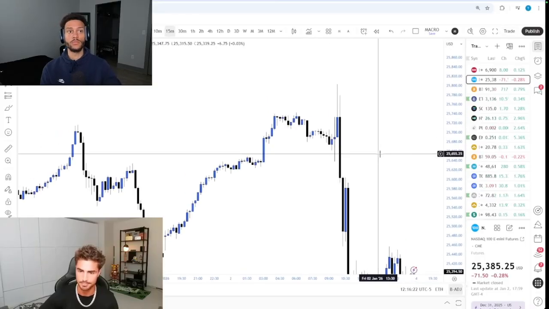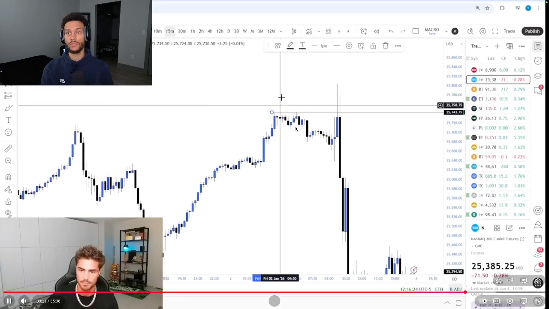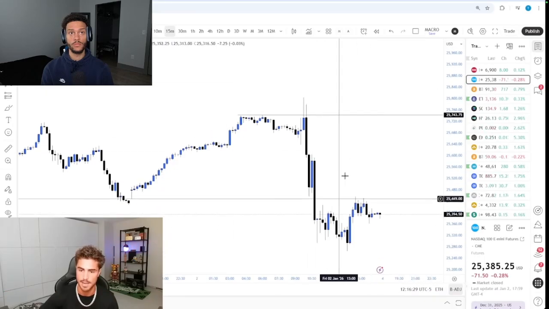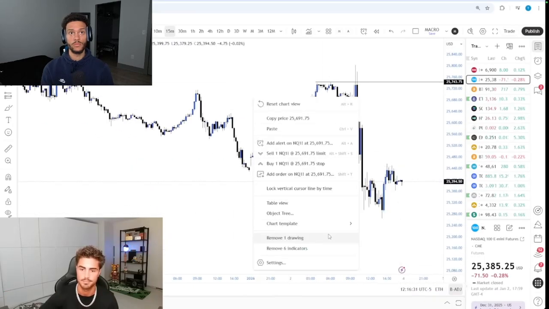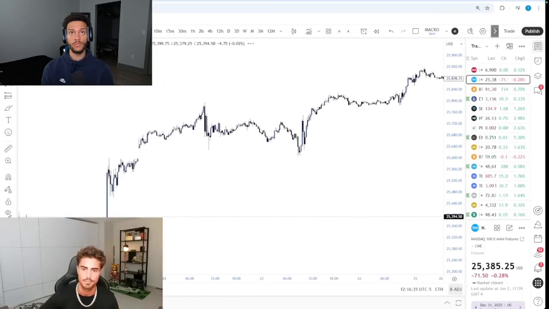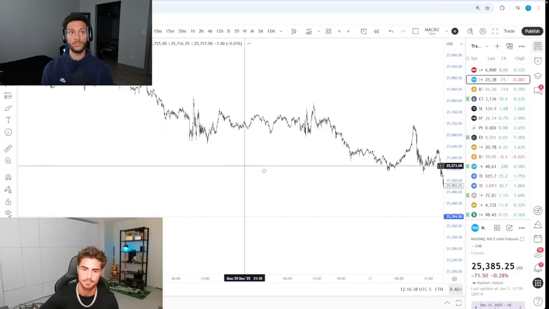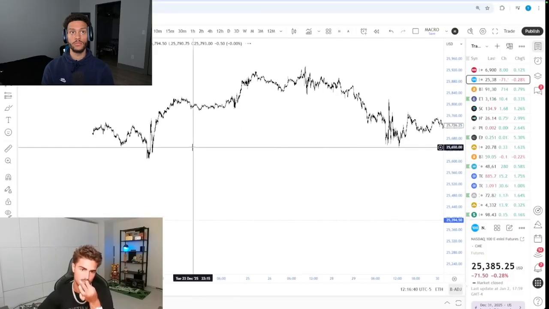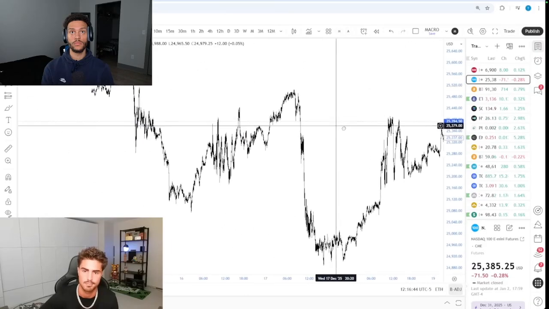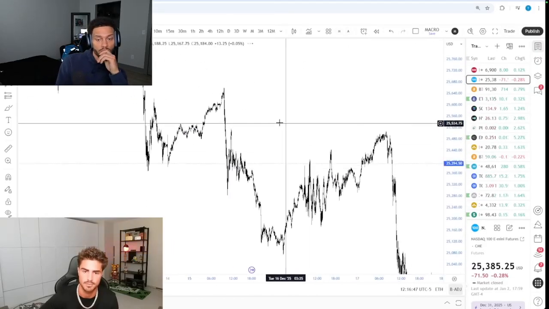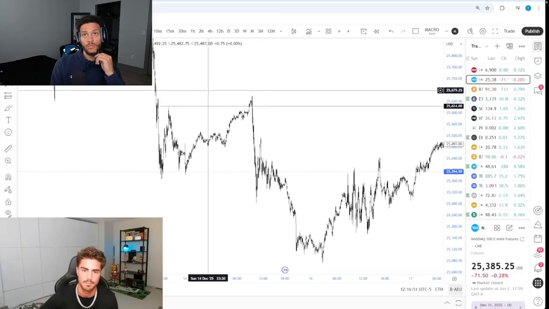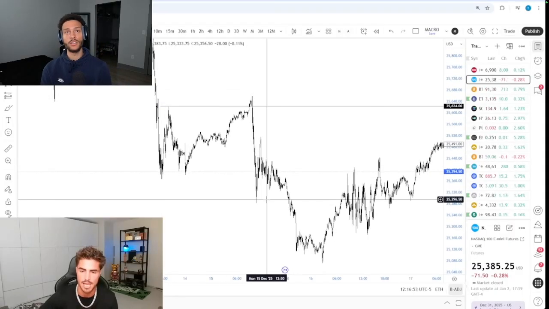15-minute time frame. Push above a high, boom, market collapses. Let's go to the 5-minute. Let me try and find a good example for you here. Push above this first high, collapses.